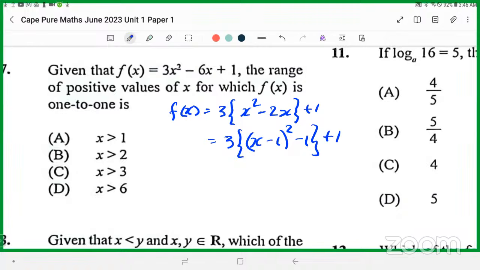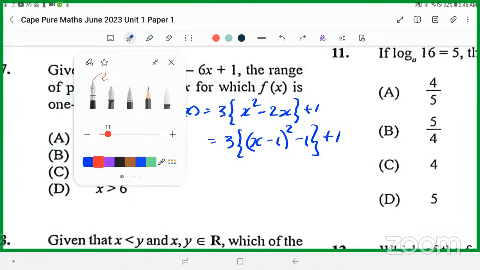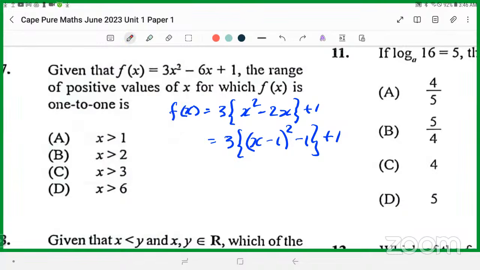The important thing though is that the turning point is where x minus 1 equals 0. So the minimum point where it turns is where x equals 1. And you want to go to the right of that. You only want the half of the graph that starts at this point where x equals 1.